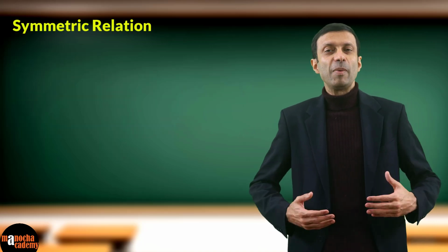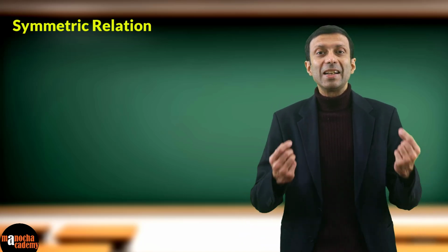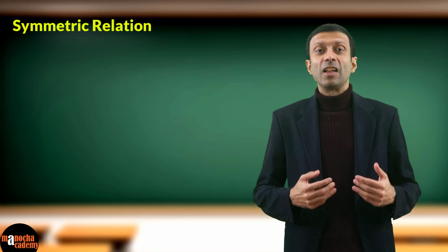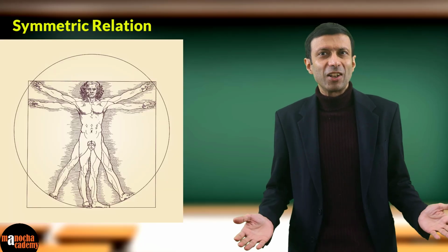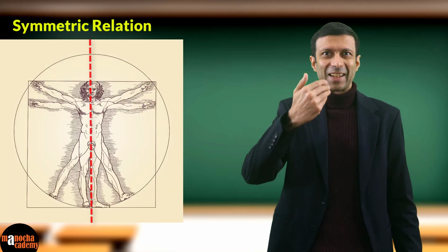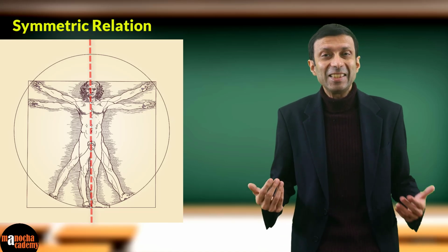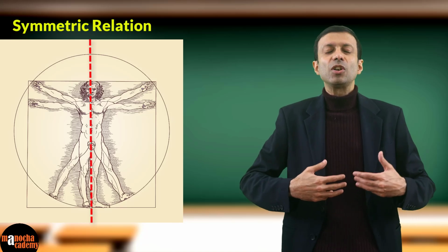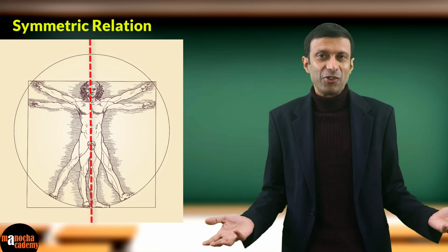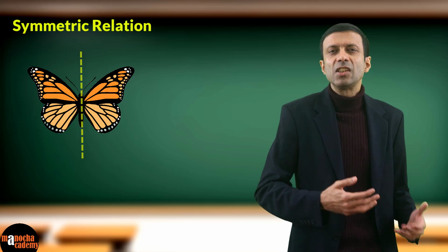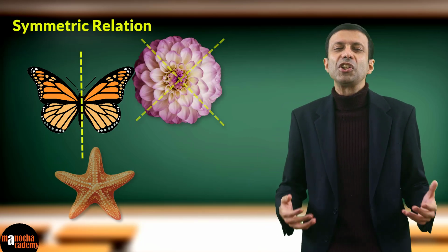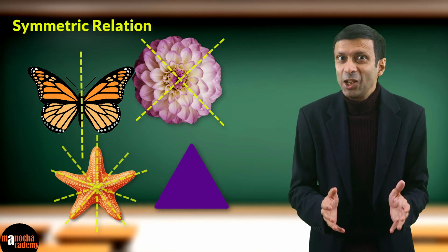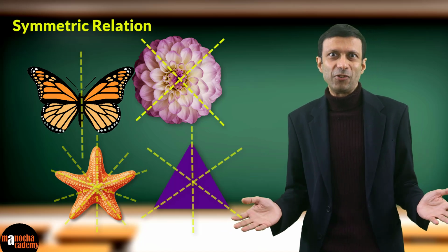Next, let's look at symmetric relations. Now, what comes to your mind when you hear the word symmetry? The human body is symmetrical about the vertical axis, so the left side is the same as the right side. And so many things in nature that are beautiful have symmetry, like butterflies, flowers, starfish, you name it. An equilateral triangle also has symmetry.